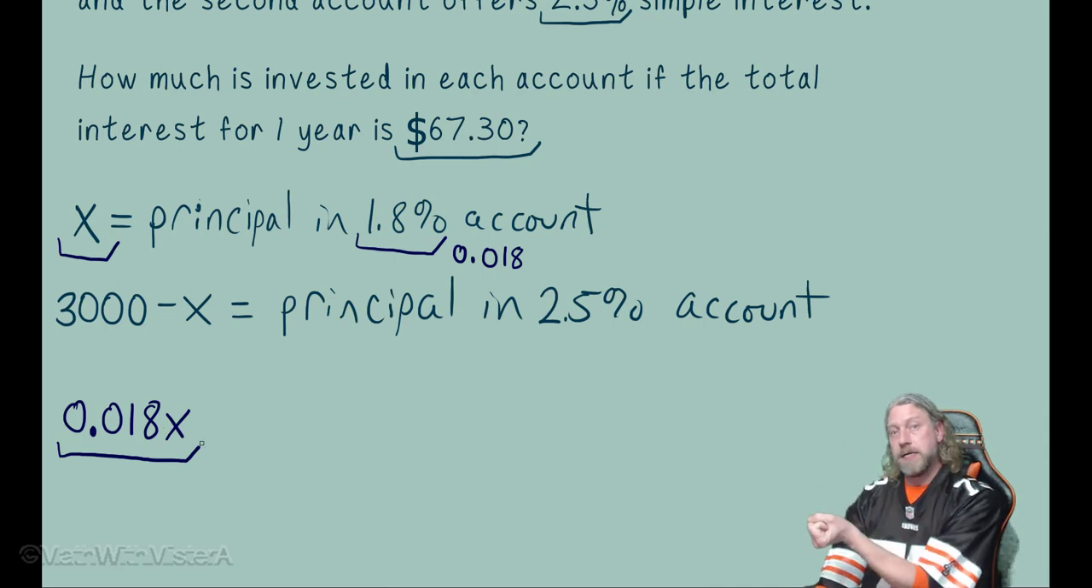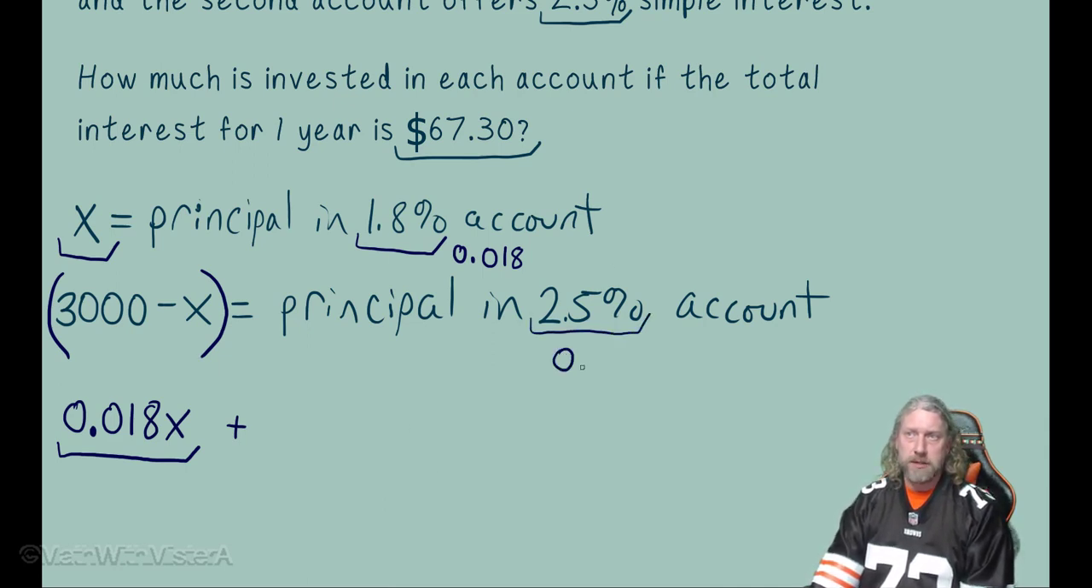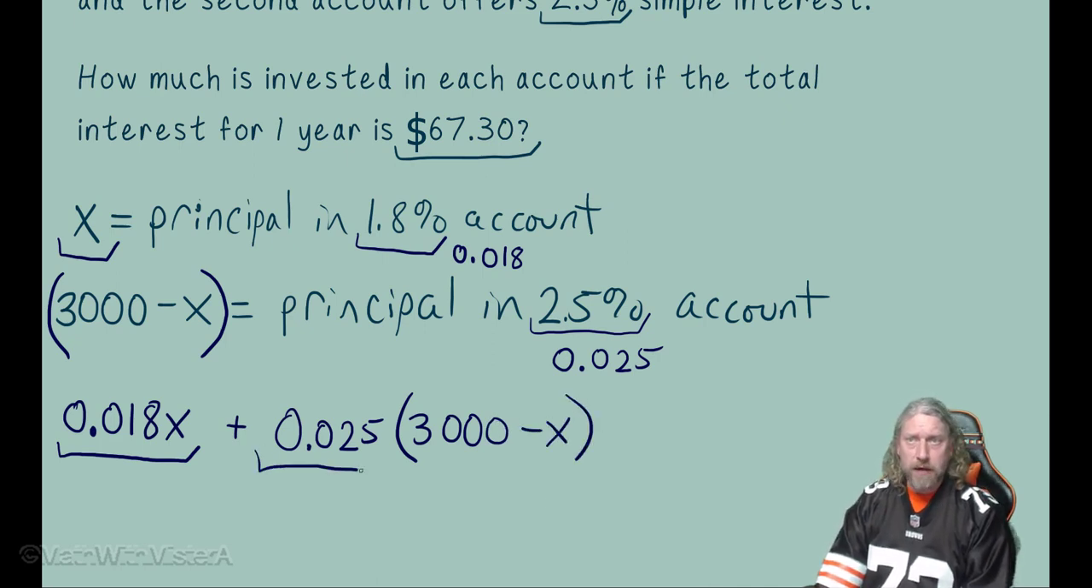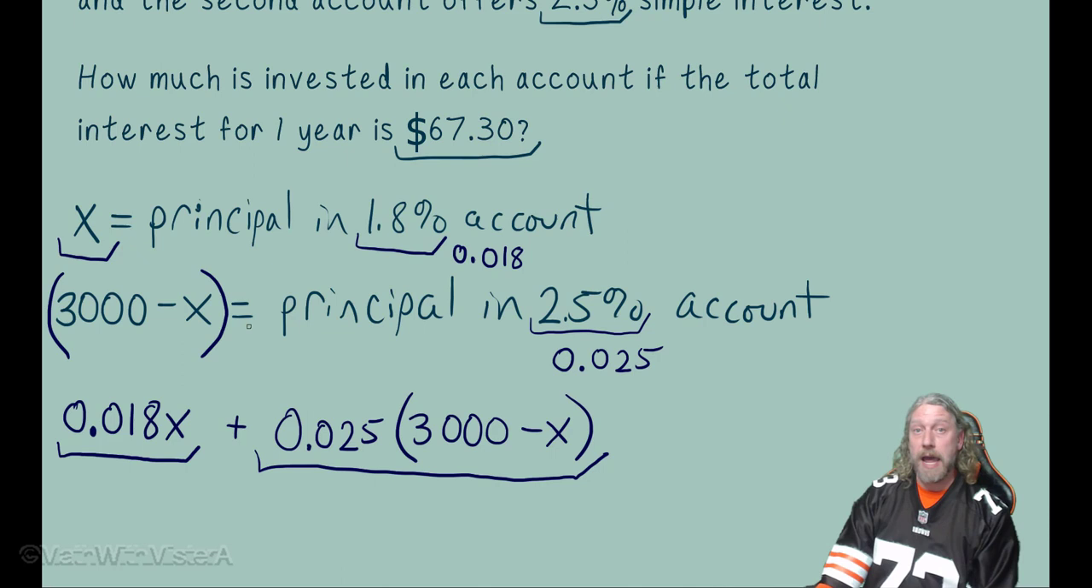And so now let's use that idea with the second account. The second account, our principal is a little more complex. It's this expression 3,000 minus X. The interest rate is 2.5%, so that would be 0.025. So let's write 0.025 multiplied by our principal, 3,000 minus X. So there's the interest calculation for that second account. The rate as a decimal, 0.025, times the principal, which we have represented with 3,000 minus X.